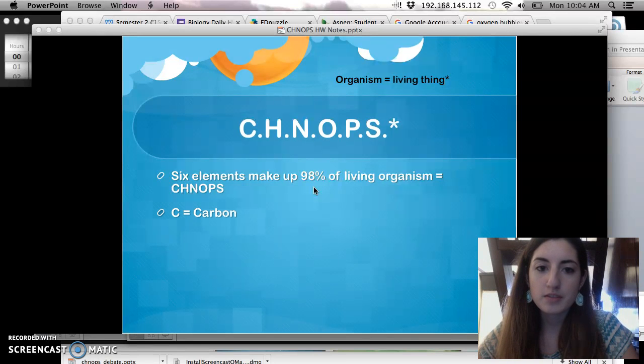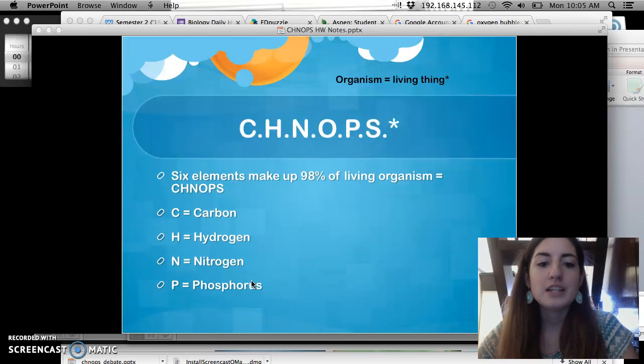C stands for carbon, H stands for hydrogen, N stands for nitrogen, I forgot the O. O stands for oxygen, and P stands for phosphorus. Lastly, S stands for sulfur. Also, organism just means living thing. So everything that's alive, 98% of it is made of these 6. Remember, O is oxygen. So definitely write all these down, each of these acronyms. You can pause the video and do that.